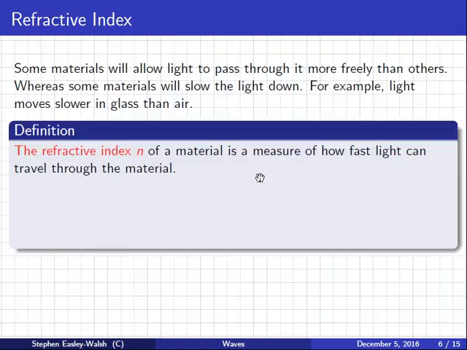The refractive index is a way to measure how fast the light can travel through the material. So the definition is, the refractive index of the material is the speed of light in a vacuum over the speed of light in the material. This is the definition of the refractive index of a material.